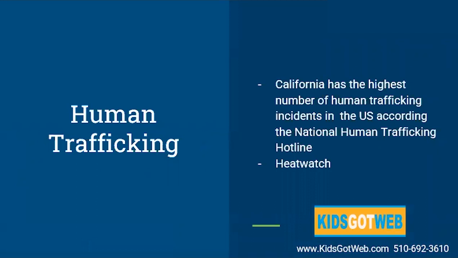Human trafficking. Now, California has the highest number of human trafficking incidents in the United States, according to the National Human Trafficking Hotline. There's something called Heat Watch. Heat Watch is an organization in Alameda County that is focused on helping to prevent human trafficking. And I'm just going to take a second here. Our new district attorney, Pamela Price, she writes in the Post, this is very interesting, it goes along with this. For the past 10 years, the Alameda County District Attorney's Office has made human trafficking a top priority. In December 2021, however, they acknowledged that despite all their efforts, Alameda County remains the third highest hotspot for human trafficking in the United States.